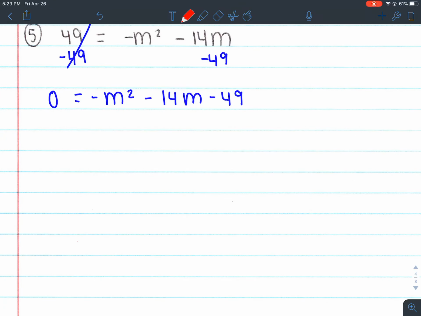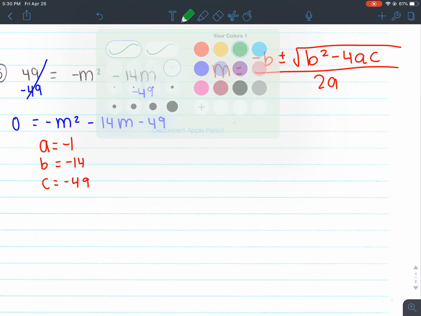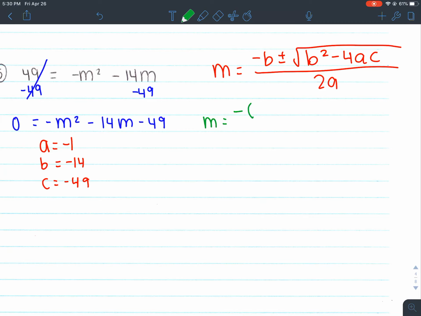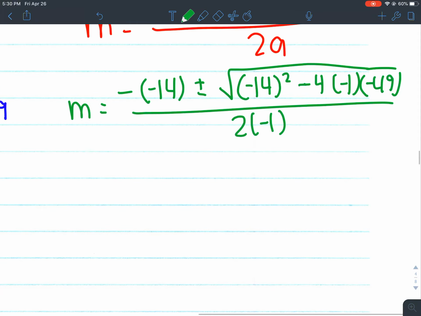All right, so let's identify our a, b, and c. A is negative 1, b is negative 14, and c is negative 49. Okay, let me write that formula again. Oh, and we're talking about m here, so I'm actually going to put m equals instead of x equals. Negative b plus or minus the square root, b squared minus 4ac all over 2a. Now I have m equals negative 14 plus or minus the square root of negative 14 in parentheses squared minus 4 times negative 1 times negative 49 over 2 times negative 1.